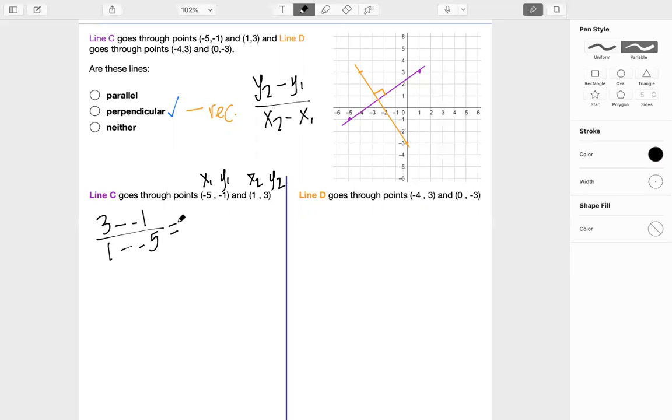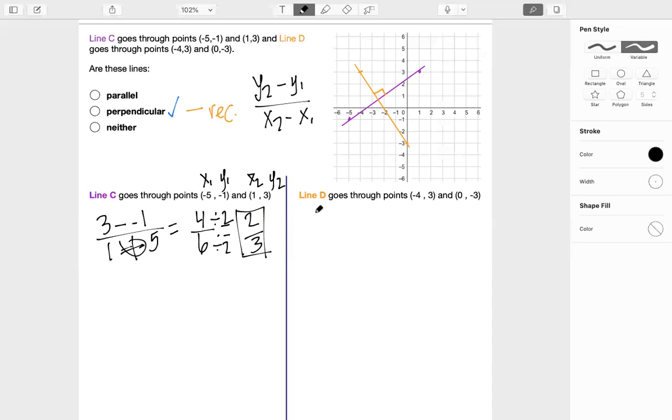And when I do that, I'm going to go ahead and subtract. 3 minus -1 gives me a +4. And then on the bottom, 1 minus -5 gives me a +6. Because when I have two negatives, when I have -5, I end up making this positive. So this is 1 plus 5. Okay, so this may seem complete, but I want to reduce this as much as I can. So I'm going to divide by 2 on both of these. And I can reduce this to 2 over 3. So here is my slope.